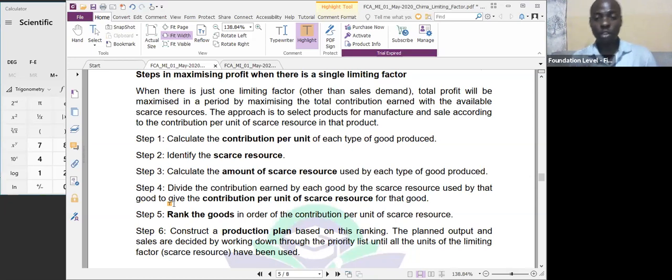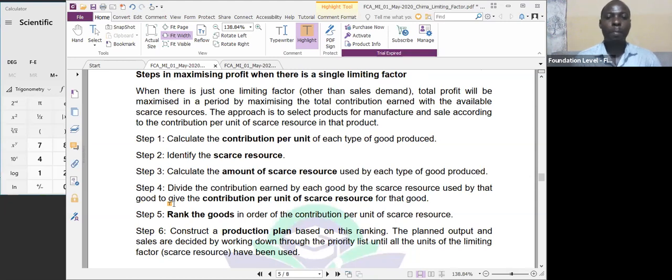Now you've gotten your contribution per unit. Step 2, identify your limiting factor. The question has given it to us. Yes, we knew it because that was what we did in example 1, and we got machine 1 as our limiting factor. Now they are asking you, what is the optimal production plan? That means they're asking you the step 6 question. So you cannot jump steps. You have identified step 1 and 2. That means you will still need to follow the process through step 3, step 4, step 5, then you get your step 6.